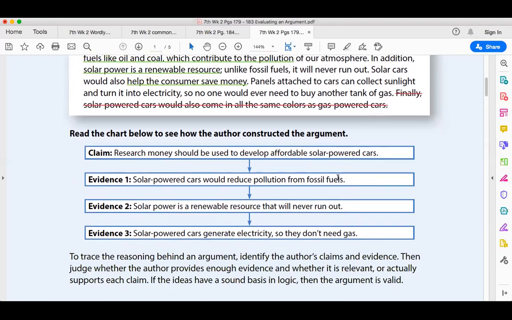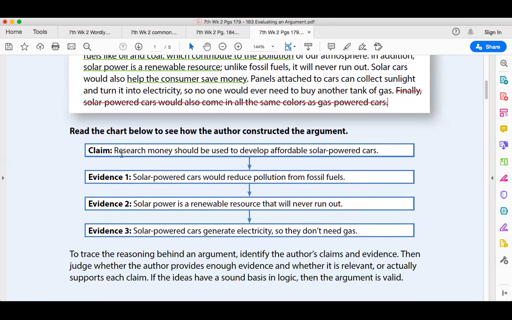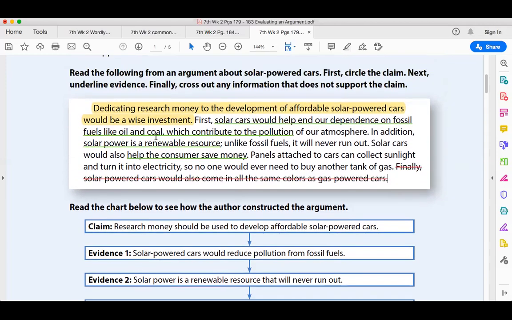And if you go down here, you have the claim and each of your evidences. And that's how they started. Even to start their paper, they wrote down their claim. And then they gave their evidence. In this introduction, they explained just a little about each one.